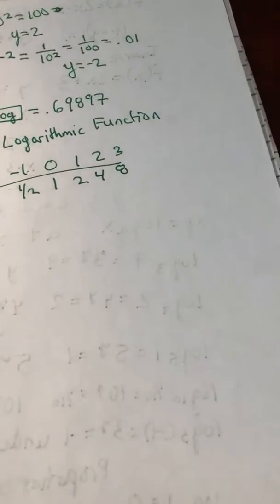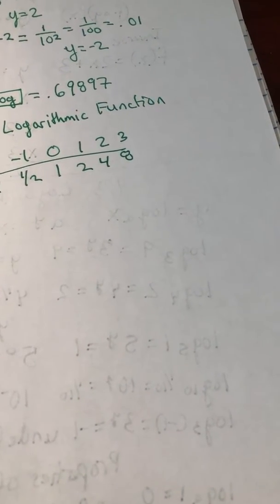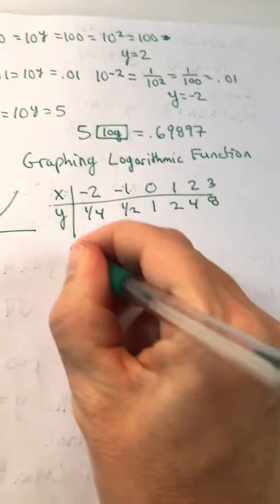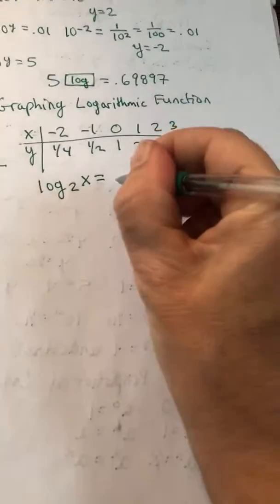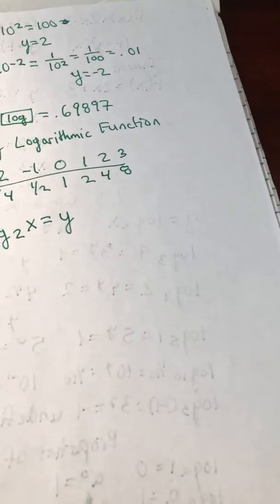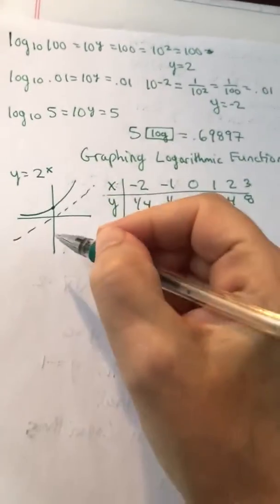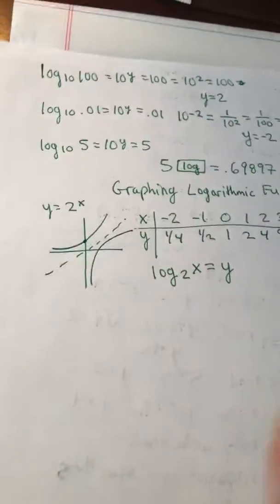Now, if I'm graphing the opposite of that, or log base 2 of x equals y, then it's the inverse, okay? So you could just reflect this over y equals x. And this is when I become bad at drawing, but it would look something like that.